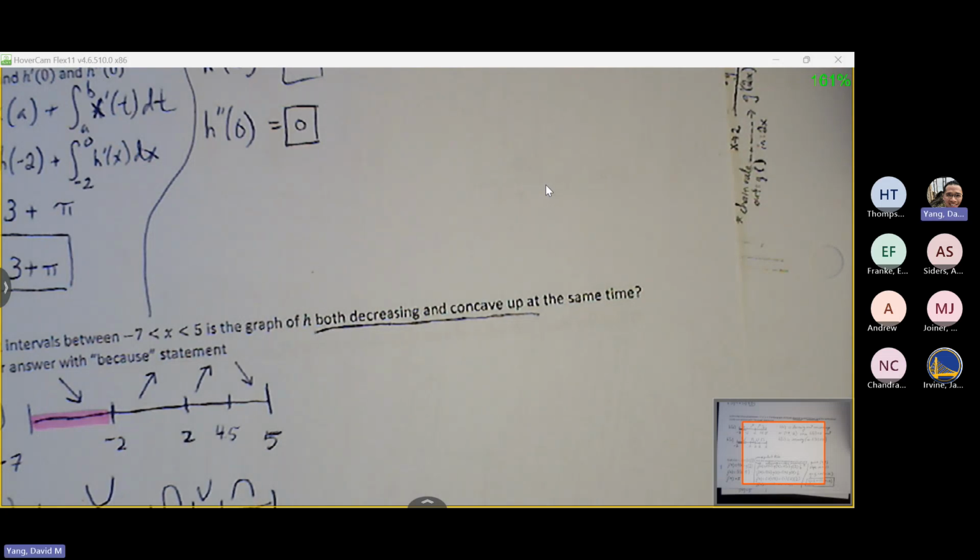Are we gonna have to do Rolle's theorem on the test? Rolle's theorem is the same thing as mean value theorem, just do mean value theorem.